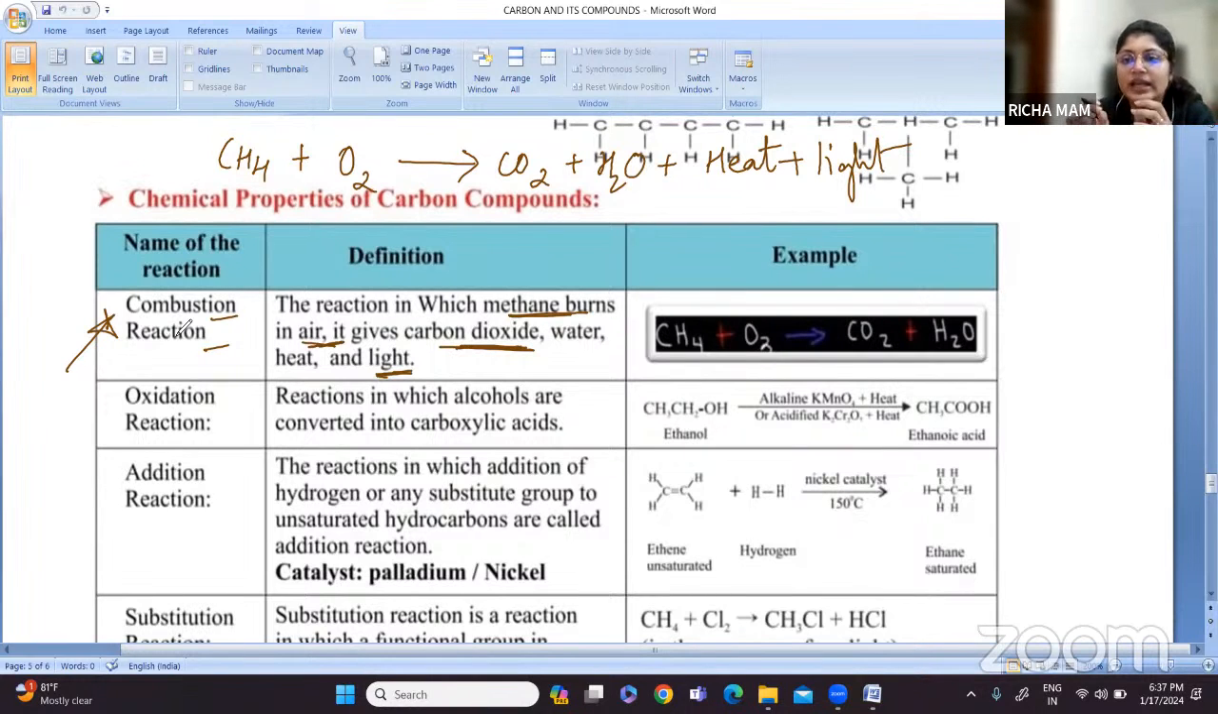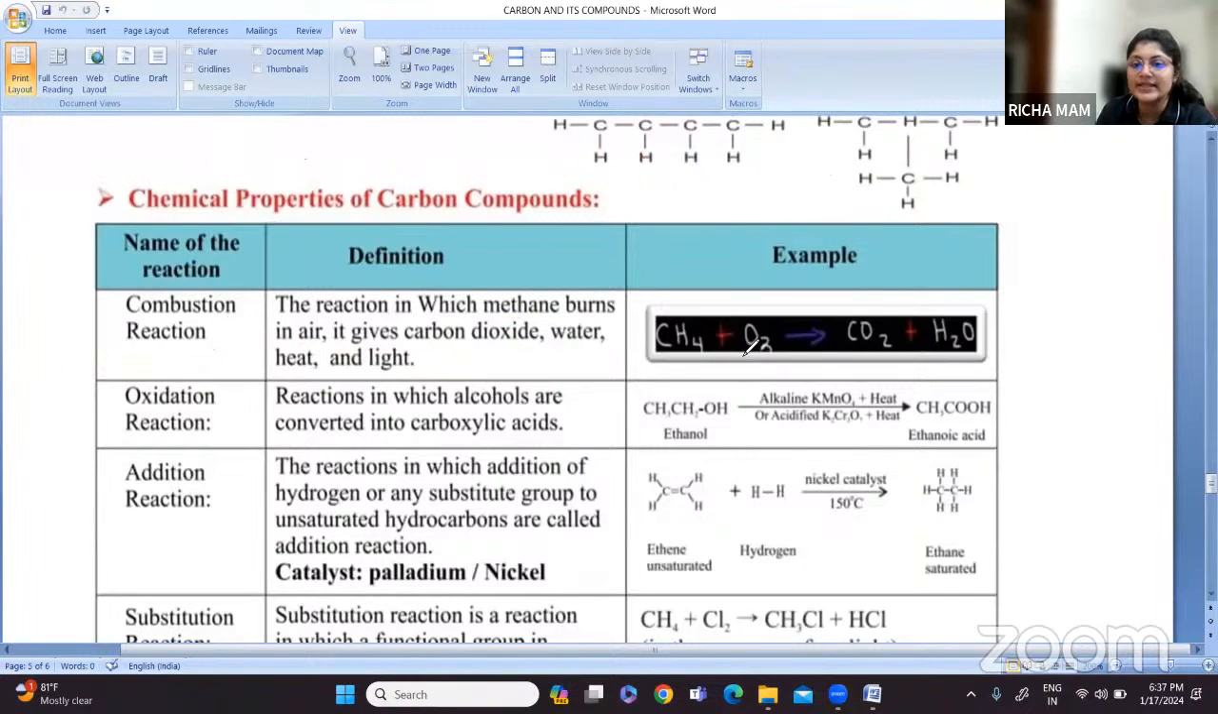Combustion reaction means it should go in the presence of air only. So whenever combustion occurs, it always occurs in the presence of air, and it releases more carbon dioxide gas.